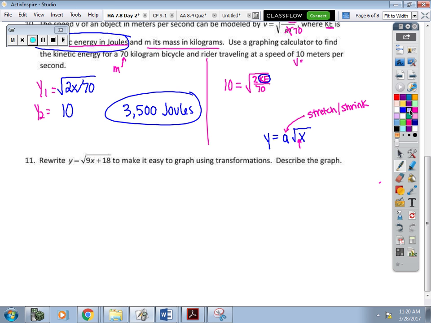So if you were to actually graph this without doing what we're about to do, you'd have to do an XY table. That's the only way you would be able to find out the values. So what we're going to do is look at the radicand, the numbers or expression underneath the radical, and we're going to try to simplify this by taking out a GCF.